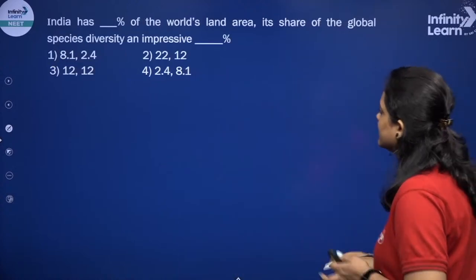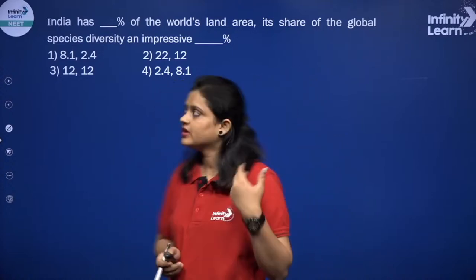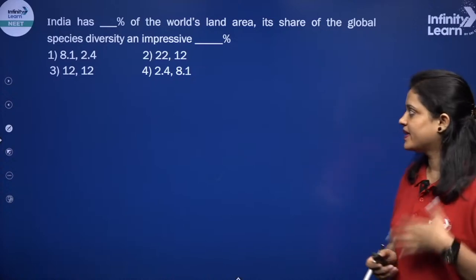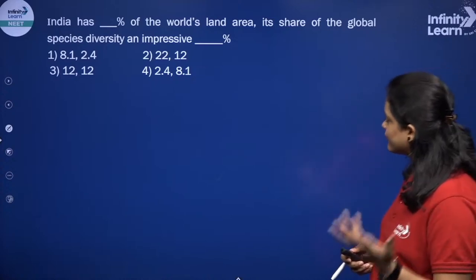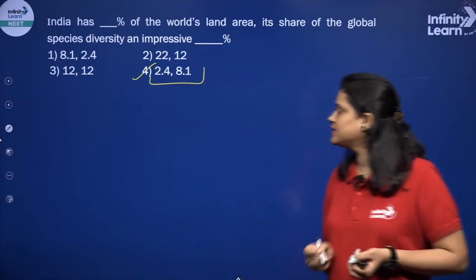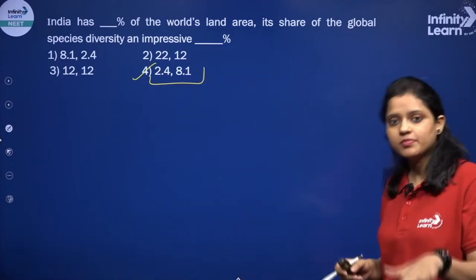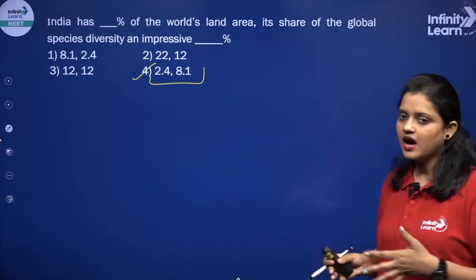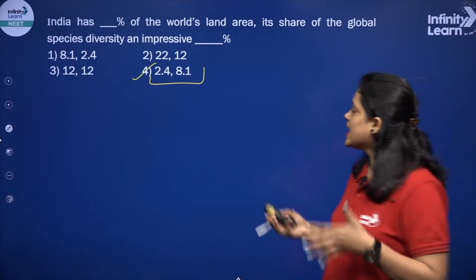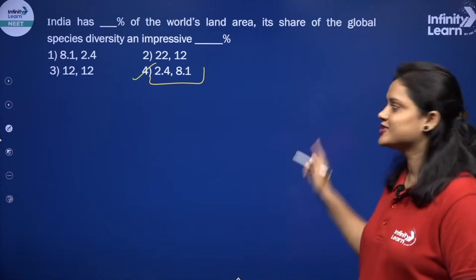Next question. India has dash percentage of the world's land area. Its share of the global species diversity is an impressive 8.1%. So the correct option will be 2.4 and 8.1%. India has 2.4% of the world's land area and it shares an impressive 8.1% of global species diversity. Just imagine. So the correct option here was the fourth one.